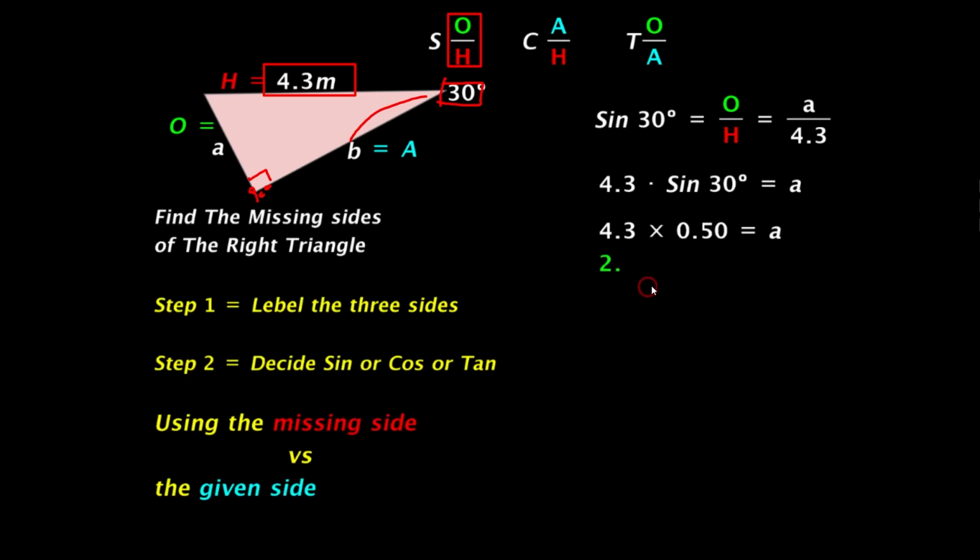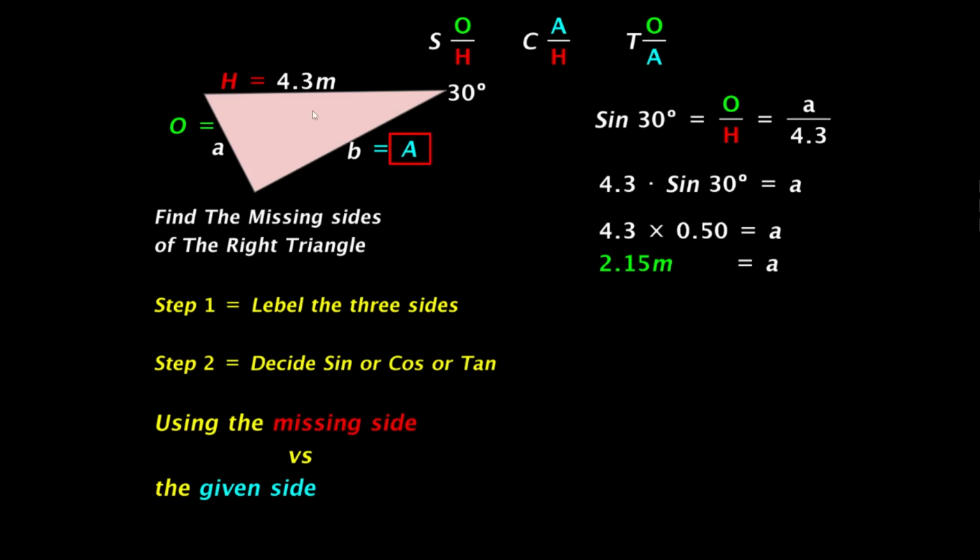So 2.15 meter is the value of A. The reason we are using meter is because the question said the value of the hypotenuse is 4.3 meter. We just follow the unit from the question. So answer A is 2.15 meter. Done.